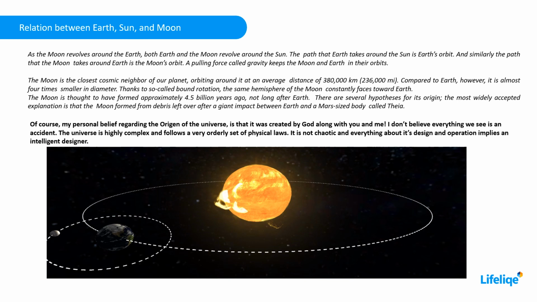The Moon is thought to have formed approximately 4.5 billion years ago, not long after Earth. There are several hypotheses for its origin. The most widely accepted explanation is that the Moon formed from debris left over after a giant impact between Earth and a Mars-sized body called Theia.